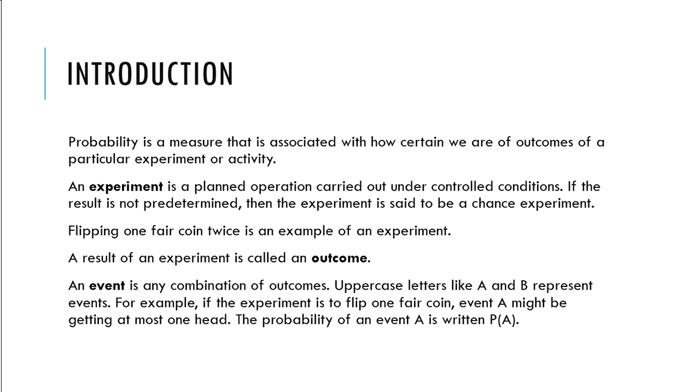An event is a combination of the outcomes. Uppercase letters like A and B represent events. For example, if the experiment is to flip one coin, event A might be getting more than one head, so the probability of event A is written by capital P with parentheses of A.